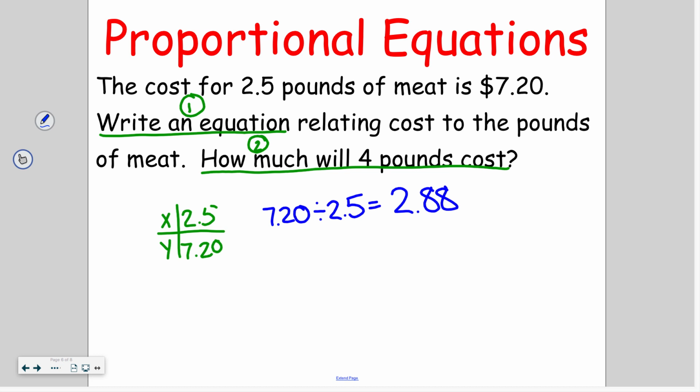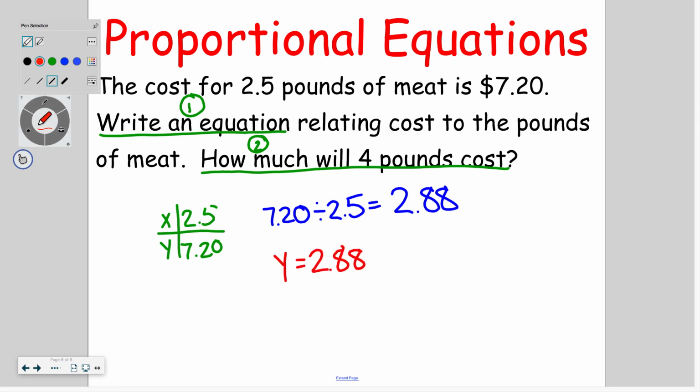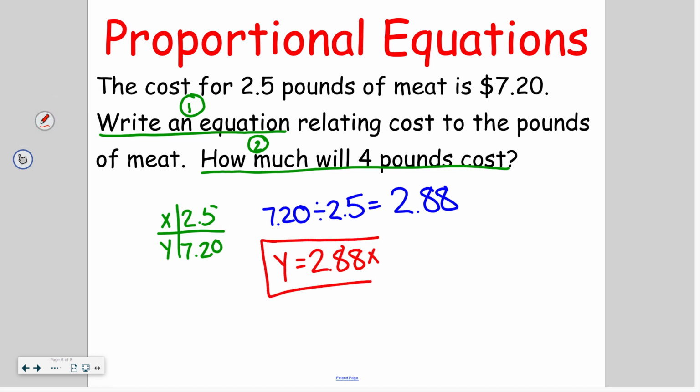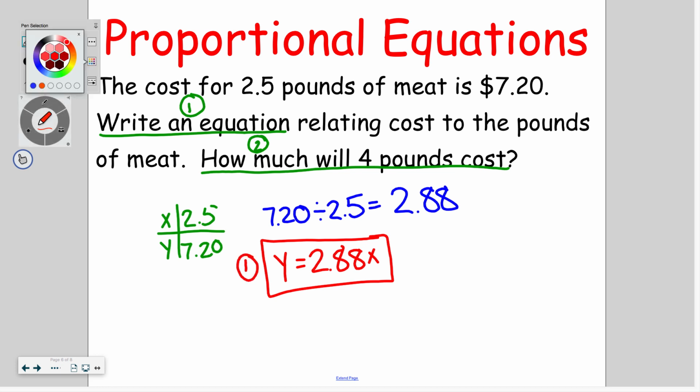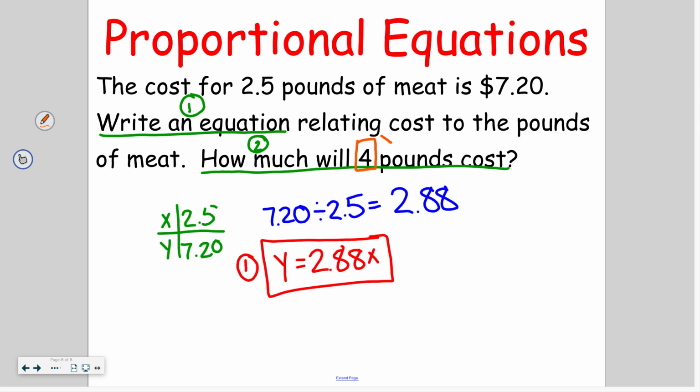So step 1 then is to write out our equation, which is going to say y equals 2.88x. This needs to be written on your paper, both on the homework and on the test. If it asks for an equation, you need an equation that says y equals a number times x. Then part 2 is going to be actually solving the problem. So we're going to plug in, instead of x, we're now looking for 4 pounds of meat. That's our new x value.